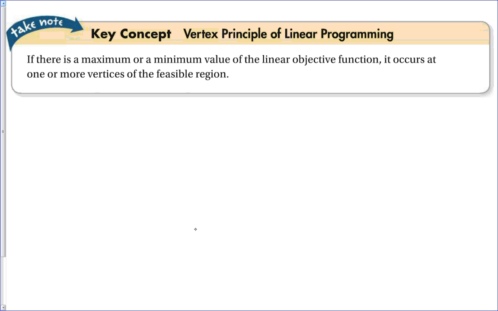All right, key concept. And again, we'll go over this more in the video, but I want you to write this down. Vertex principle of linear programming: if there is a maximum or a minimum value of the linear objective function, it occurs at one or more vertices of the feasible region.